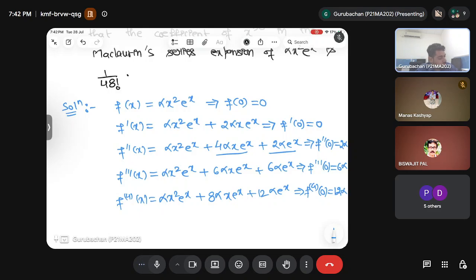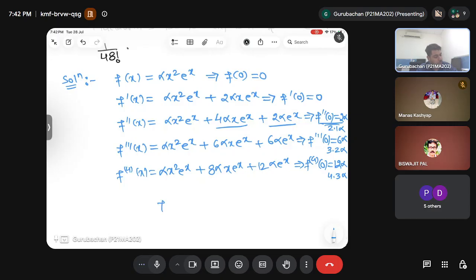So from the first, if you observe, this is nothing but 2 into 1 into alpha, 3 into 2 into alpha, 4 into 3 into alpha. Is it visible? So what I can say is that f n of 0 is nothing but n into n minus 1 into alpha, correct.